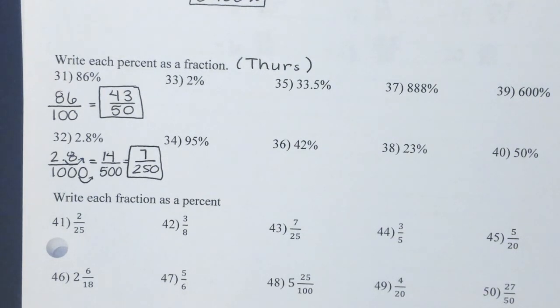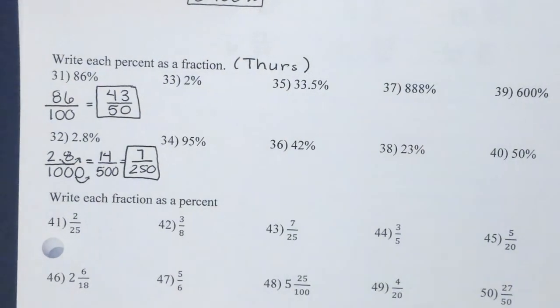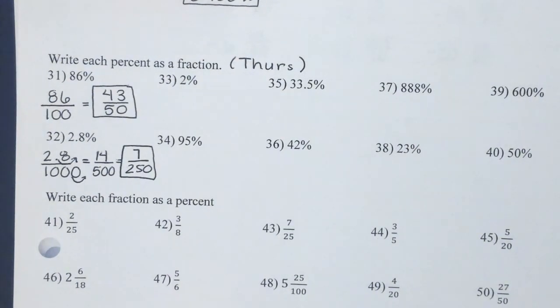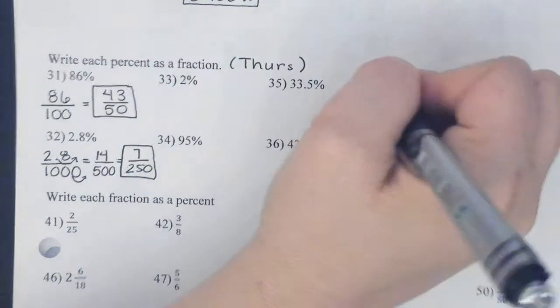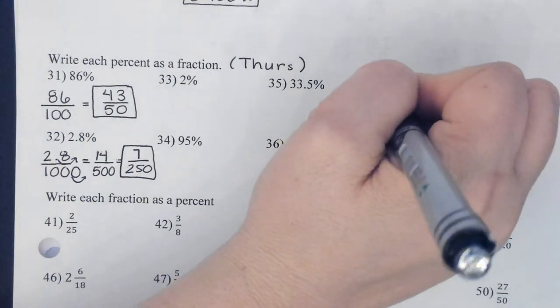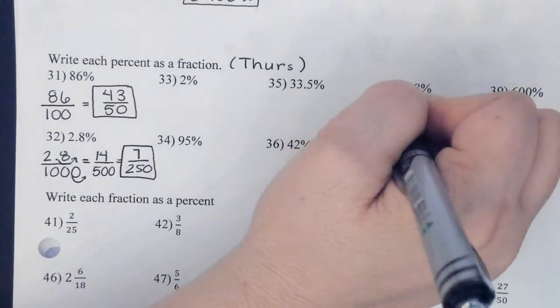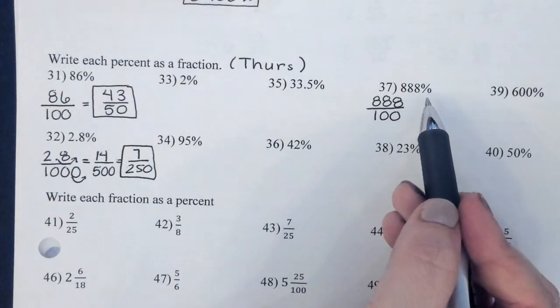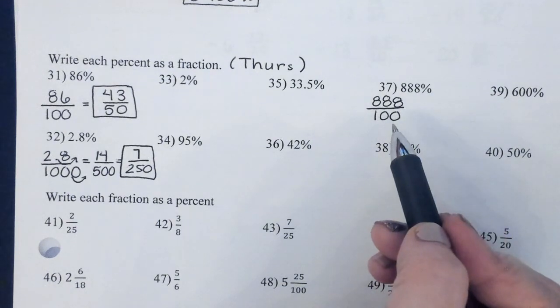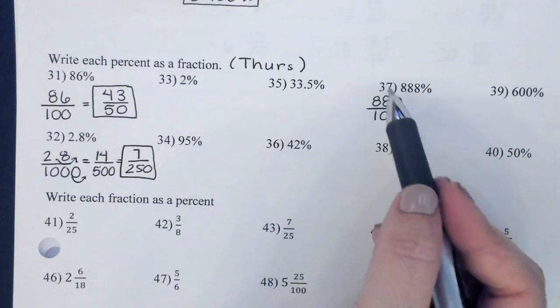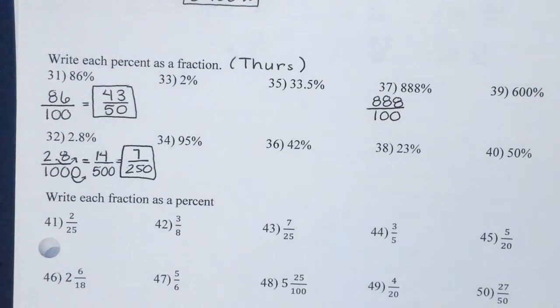All right. I want us to look at number 37. How am I going to set that one up? How will I set that up? Mary Webb. 888 over 100. Good catch. Because a percent is always out of 100. Okay, now this does look weird because I have a big number on top. So what am I going to do, RJ?